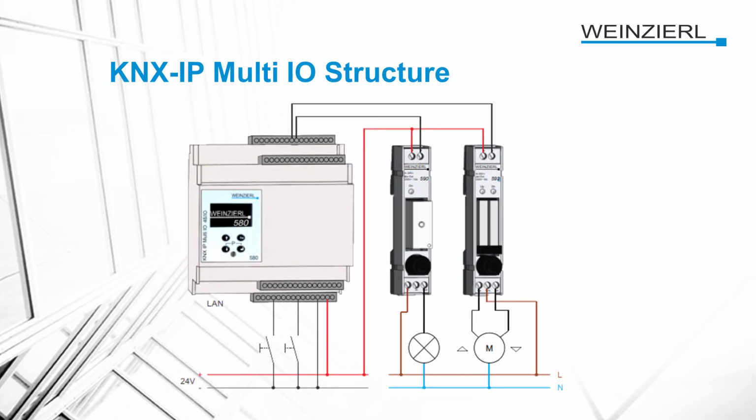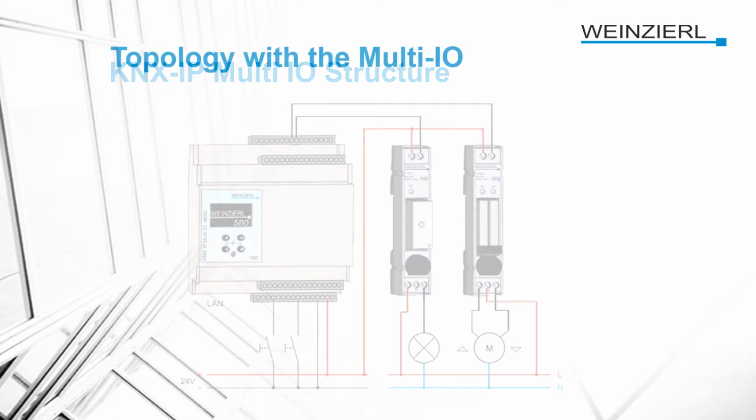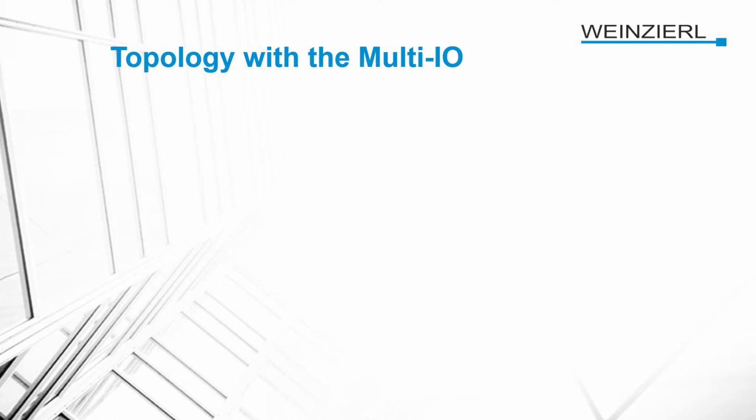Here you can see an example wiring of the KNX IP Multi IO. In this case, 2 digital inputs are used as well as a switching output and a shutter module. There are still 44 remaining connections that can be used either as an input or as an output. But how exactly does the topology with such a KNX IP only device look like? Well, therefore, let us take a look at this example.